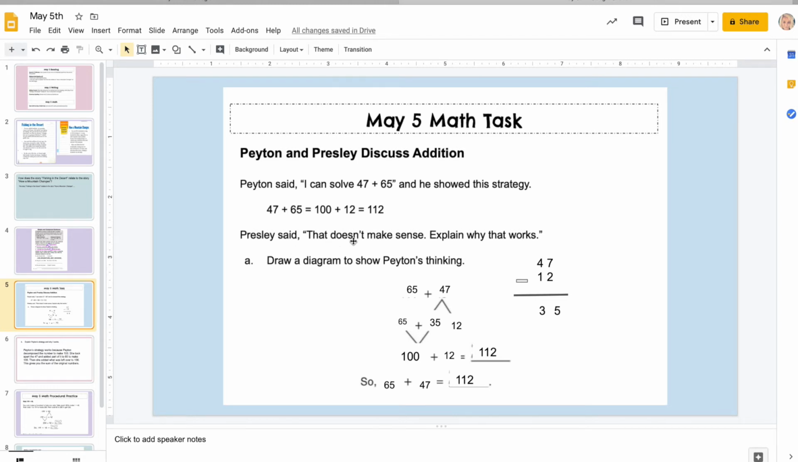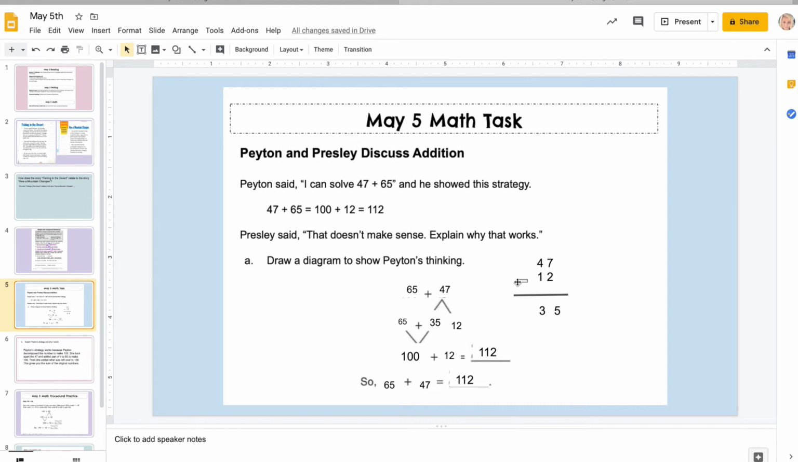Presley said, that doesn't make sense. Explain why that works. So part A of this math task, they want us to draw a diagram to show Peyton's thinking. Well, the equation is asking what is the sum of 65 plus 47. So what we need to do is break 47 apart. And when you break that apart, you're decomposing that number. And we're going to add enough to 65 to make 100.